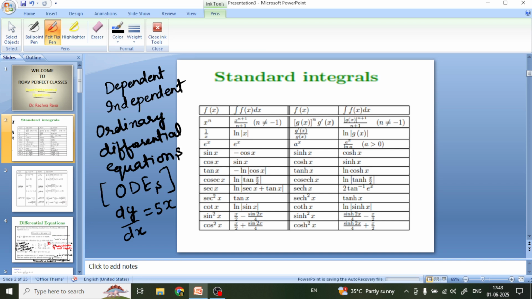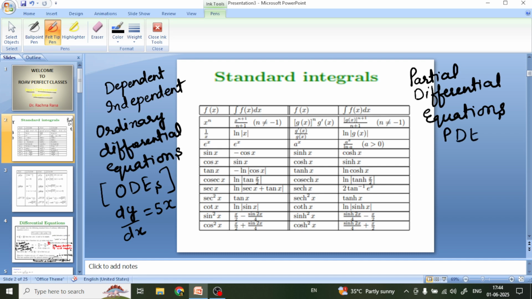The second type is partial differential equations, PDEs. These involve multiple independent variables.